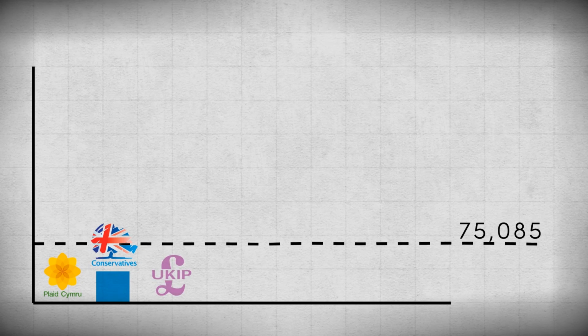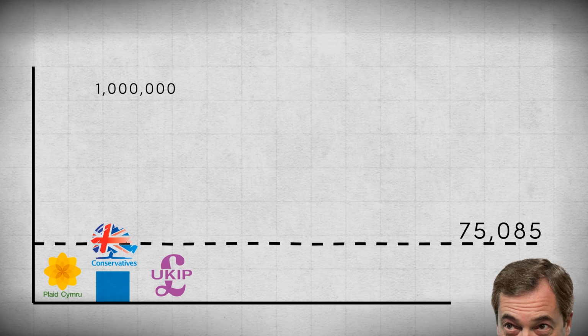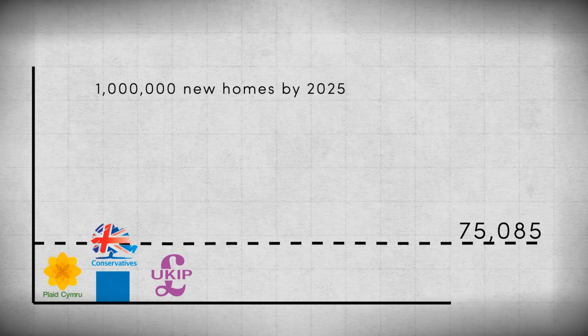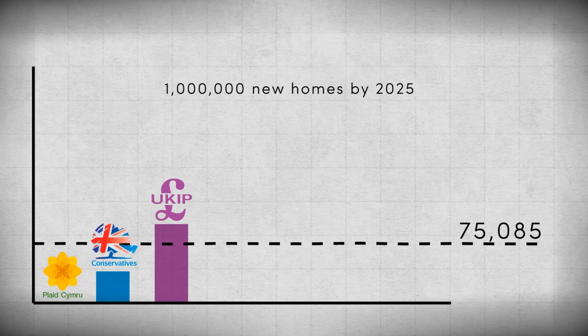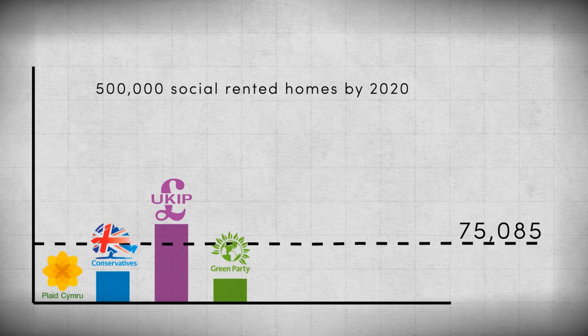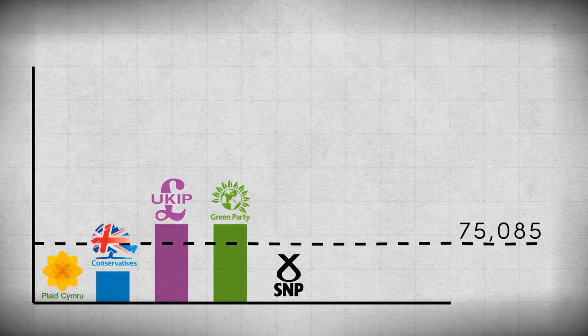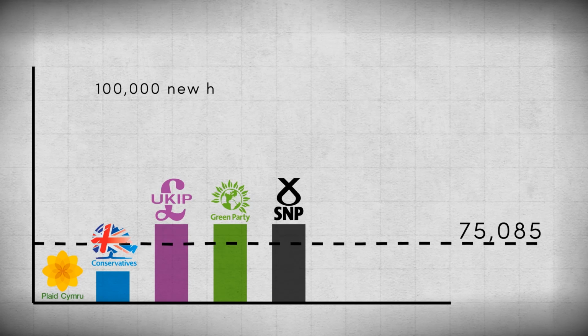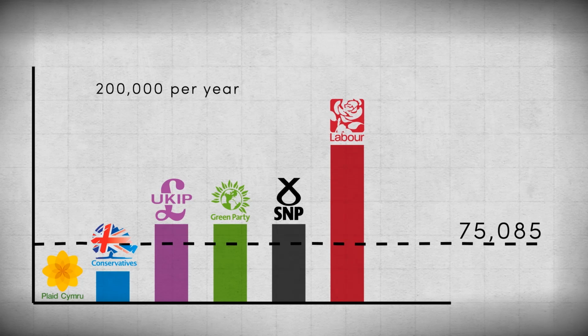The UK Independence Party aims to build 1 million new homes on brownfield sites by 2025. 1 million over this 10-year period is 100,000 per year. The Greens aim to build 500,000 social rented homes by 2020. 500,000 over 5 years is 100,000 per year. The Scottish National Party supports a target for 100,000 new affordable houses per year. Labour wants to reach the target of building 200,000 homes per year by 2020.